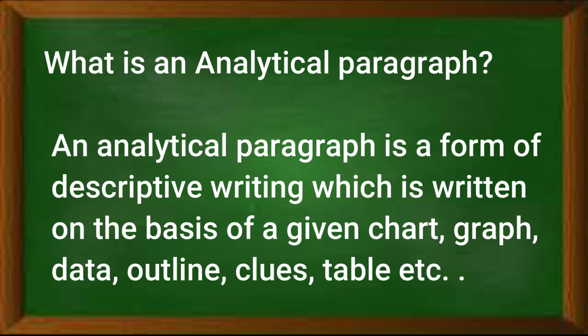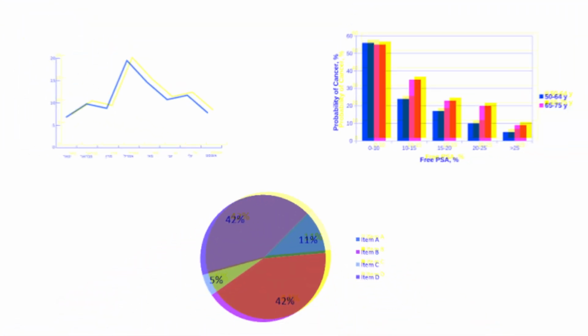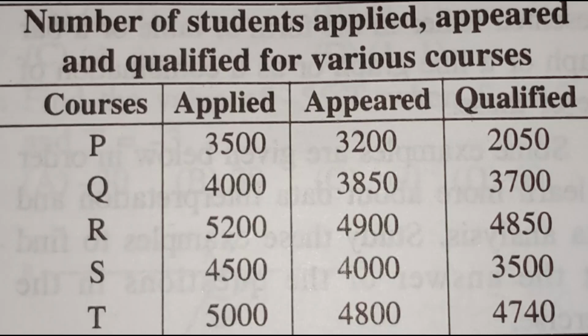First of all, let's see what an analytical paragraph is. As I have told you earlier, an analytical paragraph is a form of descriptive writing which is written on the basis of a given chart, graph, data, outline, clues, table, etc. The students are expected to write a descriptive paragraph on the basis of whatever cue is given to them. It can be a graph, a pie chart, a diagram, it can be anything, and based on that they have to analyze the thing that is given to them and then write a descriptive paragraph. This is what an analytical paragraph is all about.